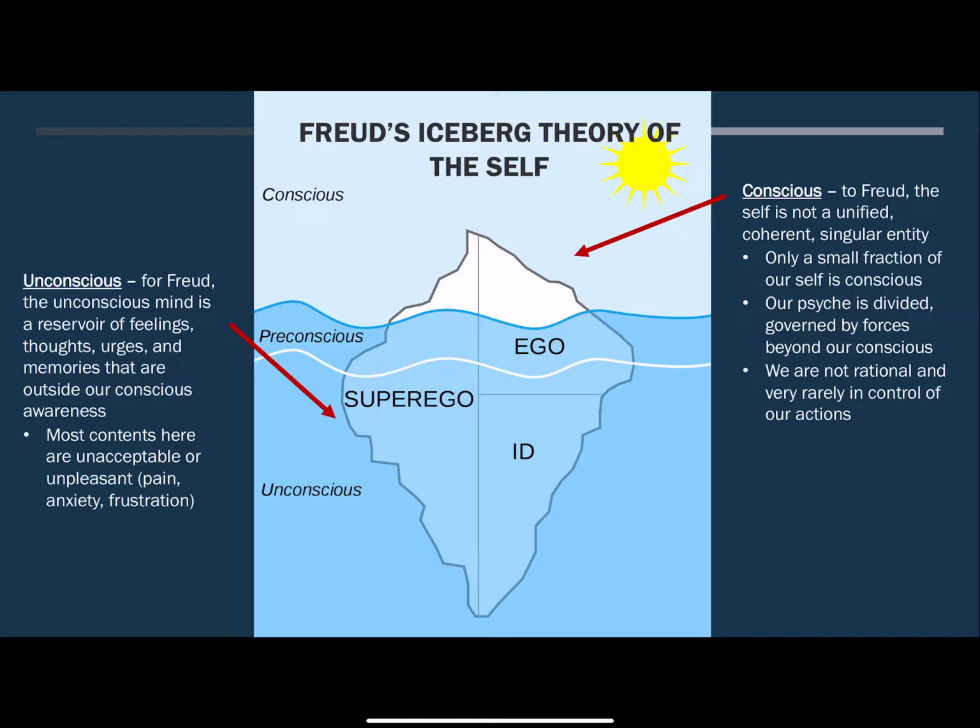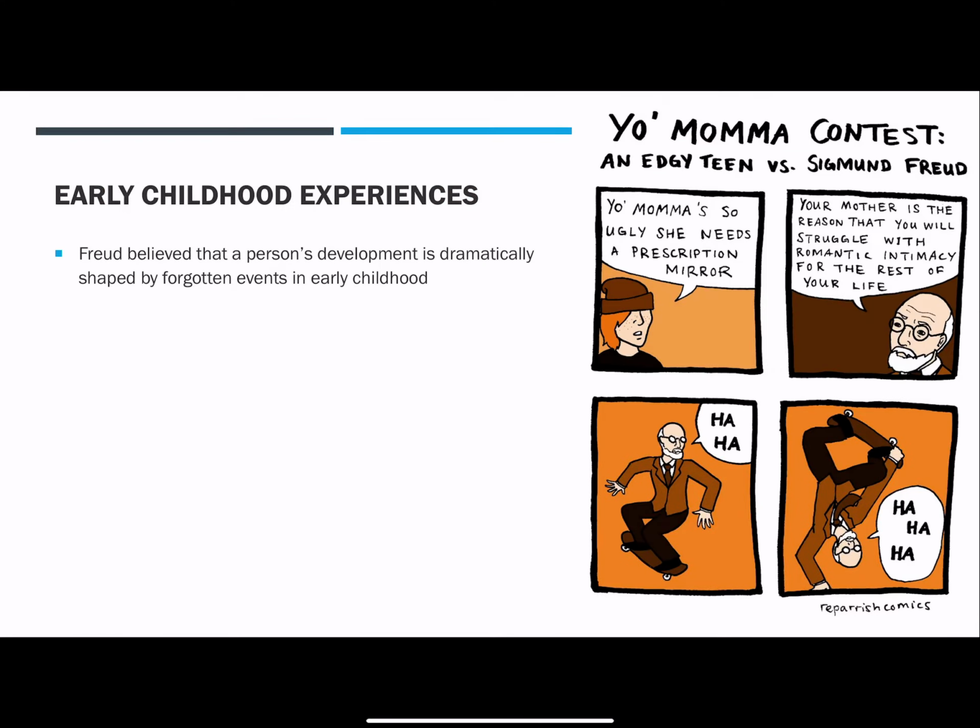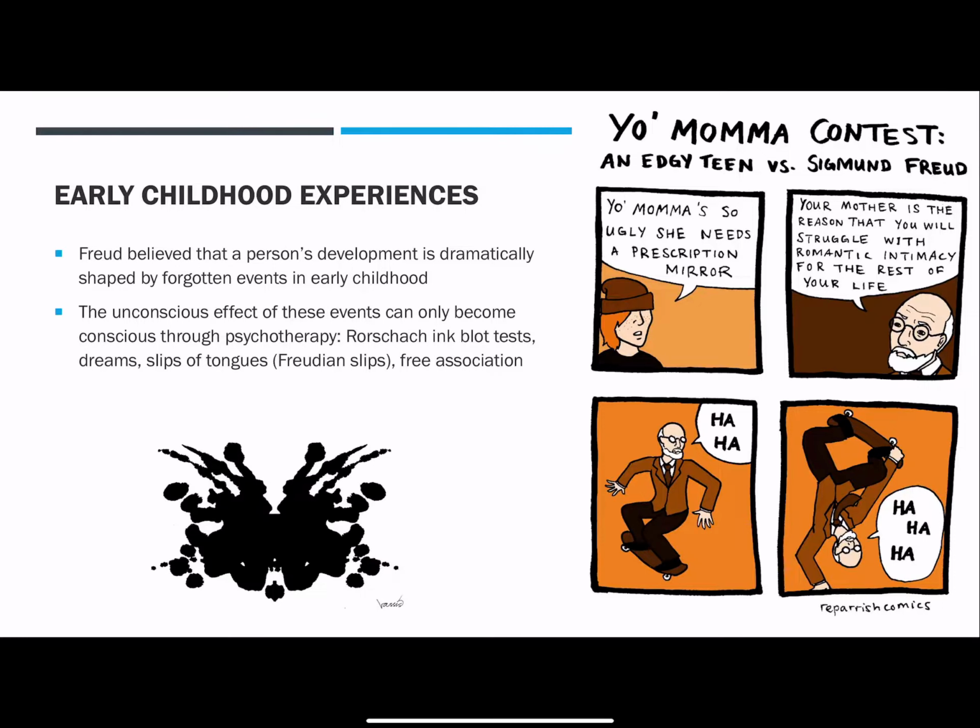And most contents here are kind of shaped by these unacceptable or unpleasant sensations. And Freud, moreover, was very interested in the way in which one's early childhood dramatically shaped their future personhood as they developed. And that especially if you got caught on particular hang-ups as a child, that could affect you in profound ways. And so the unconscious effect of these events can only become conscious through psychotherapy or psychoanalysis. Those terms are interchangeable. And so the goal of Freudian psychoanalysis was to try to bring these unconscious events into your conscious field of awareness.